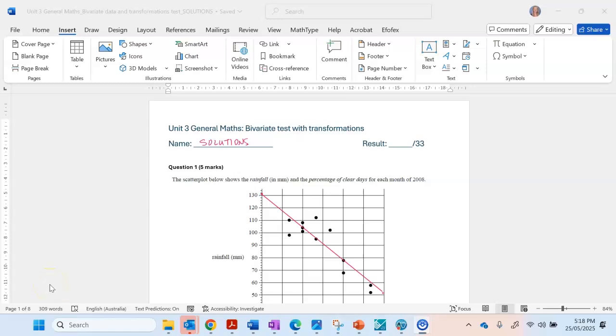Hi everyone, in this video we're going to go through the solutions to the bivariate test with transformations. As a whole, you've done much better than the previous bivariate data test, which is great to see. You should be very proud of the progress that you've made from one test to the next.